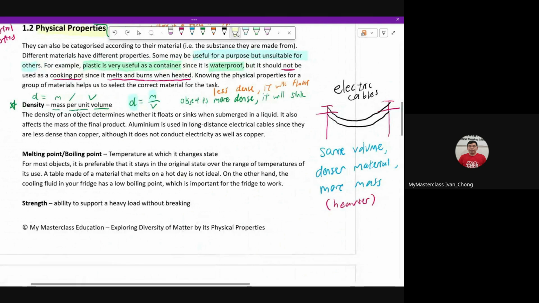So in this case, we actually use aluminium for your long distance electric cables. Now, why is that so? They are less dense than copper. So now, why do we talk about copper?